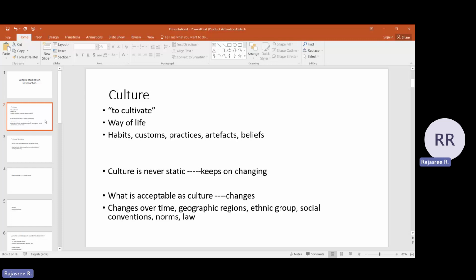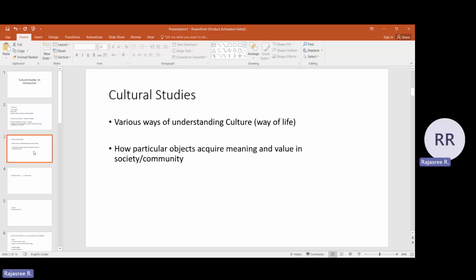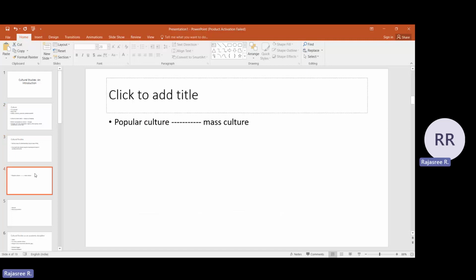So culture too changes. Another important idea regarding cultural studies or culture is that we can define cultural studies as various ways of understanding culture, as ways of life, and also how particular objects acquire meaning and value in society and community. We'll come to that. So you would have heard of popular culture or mass culture. That is the culture of the masses.